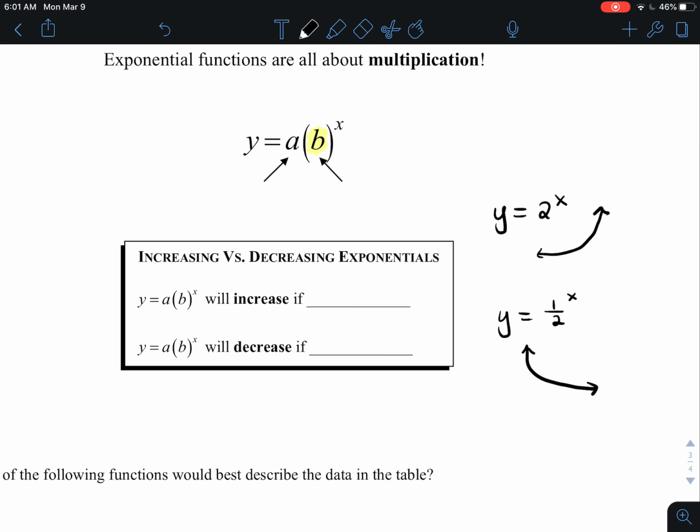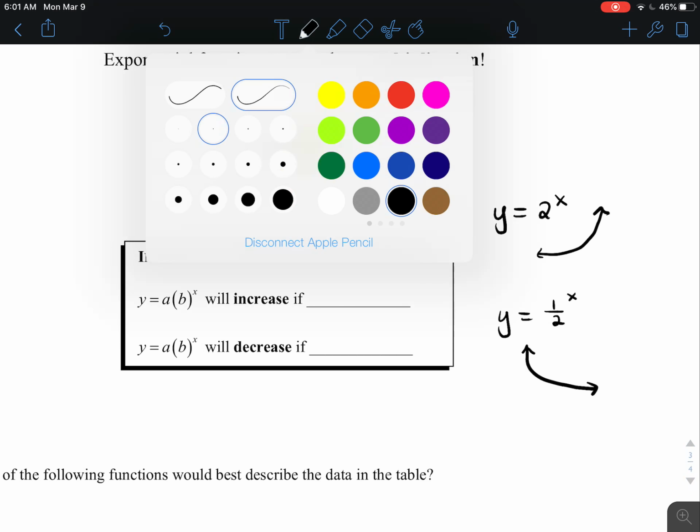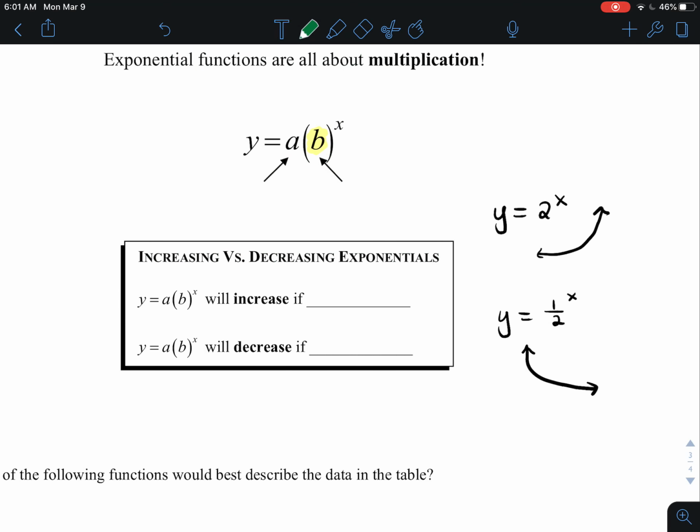If we think about increasing and decreasing from last unit, we would say that the graph of 2 to the x is always increasing, because if you look at it from left to right, it's always going up. So what I want you to write here is that for increasing and decreasing, it's going to increase when your b value is greater than 1. So let's actually describe what this b value is. Sometimes we'll refer to it as the base of the exponential function, and we also call it the multiplying factor.